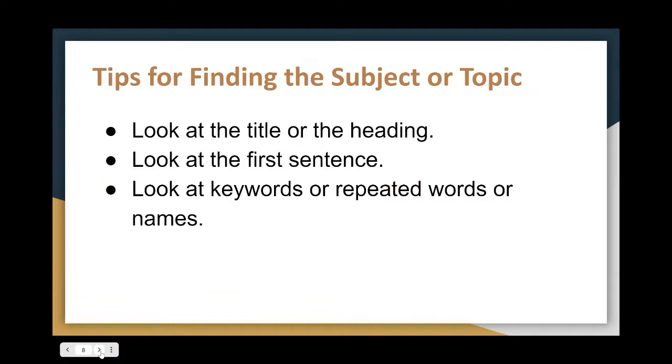Here are some tips for finding the subject or the topic of a text. We look at the title or the heading. We look at the first sentence, or we look at keywords or repeated words or names.